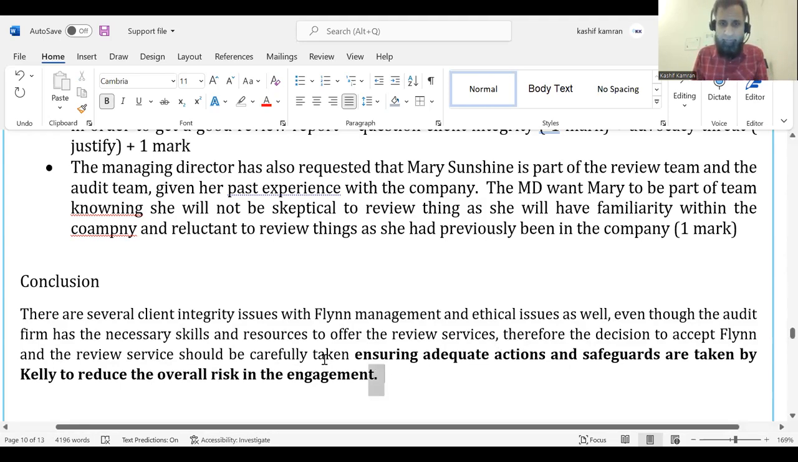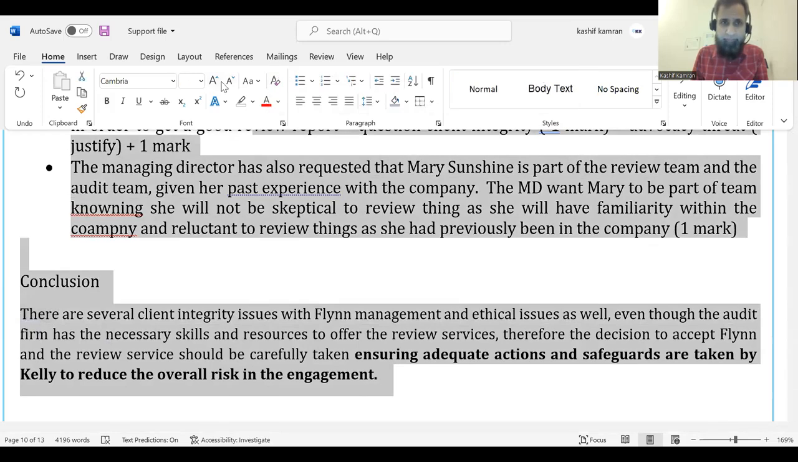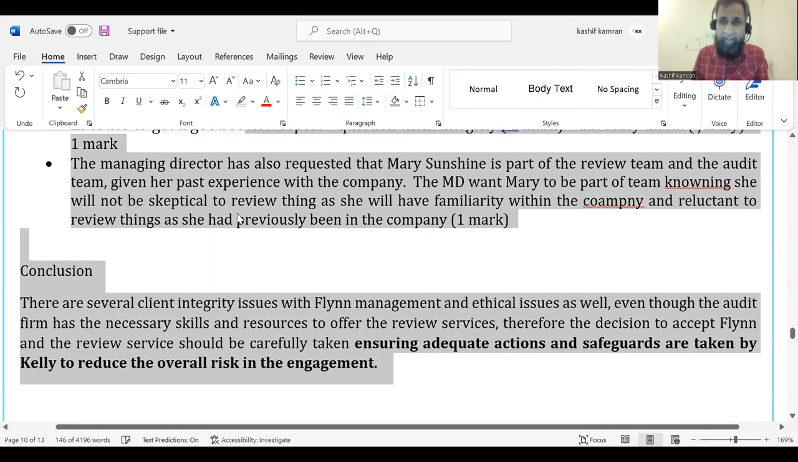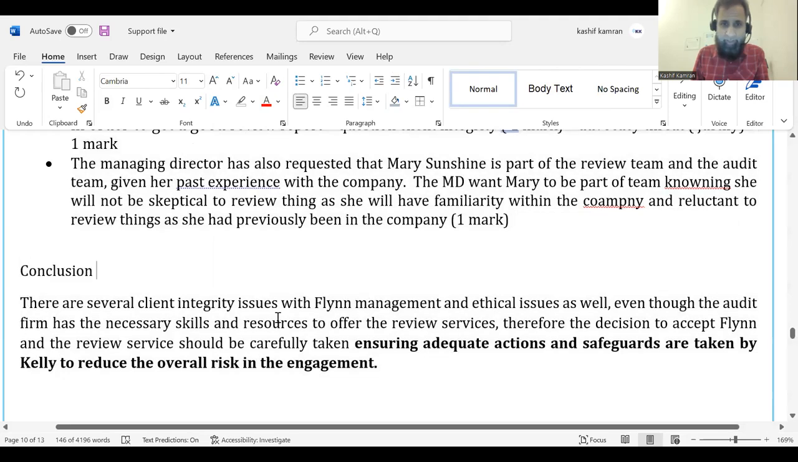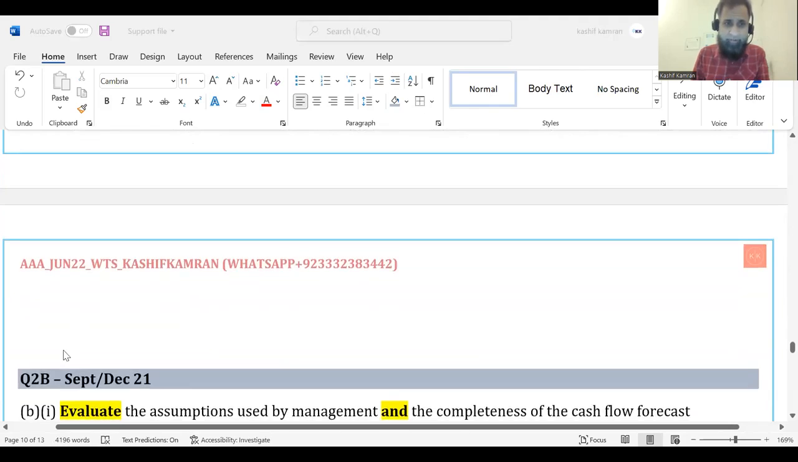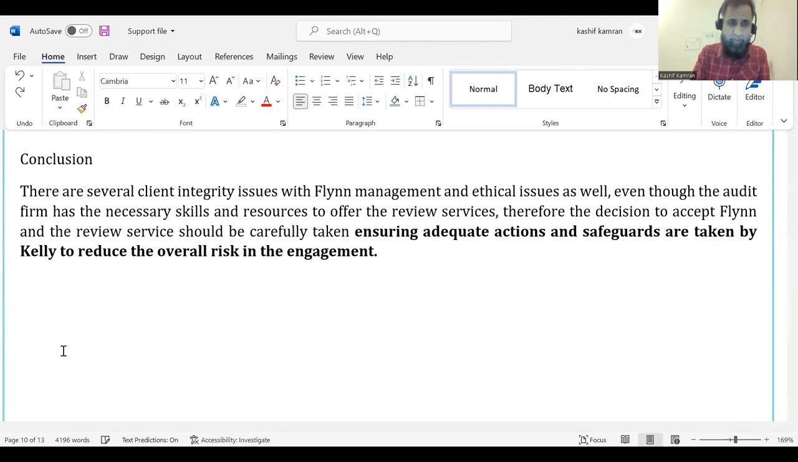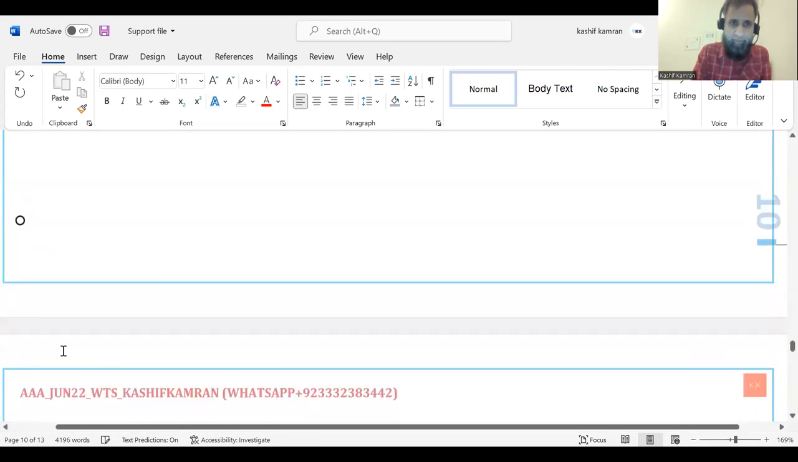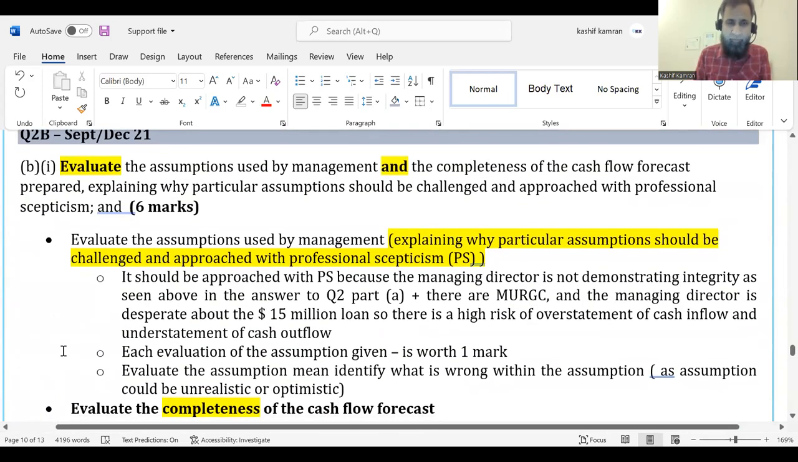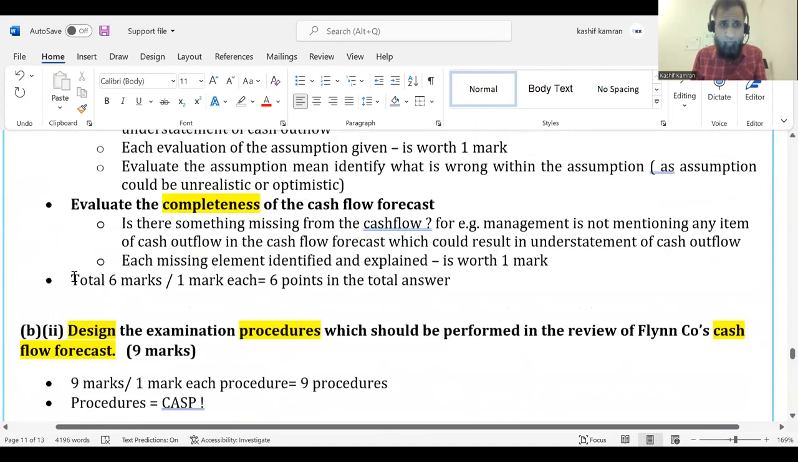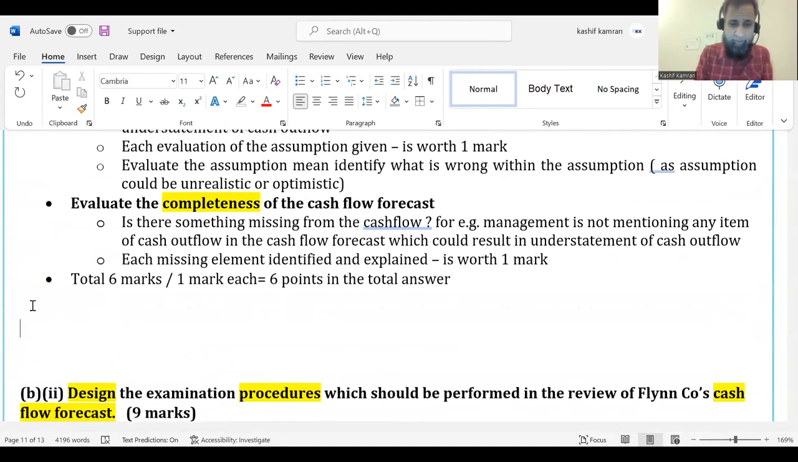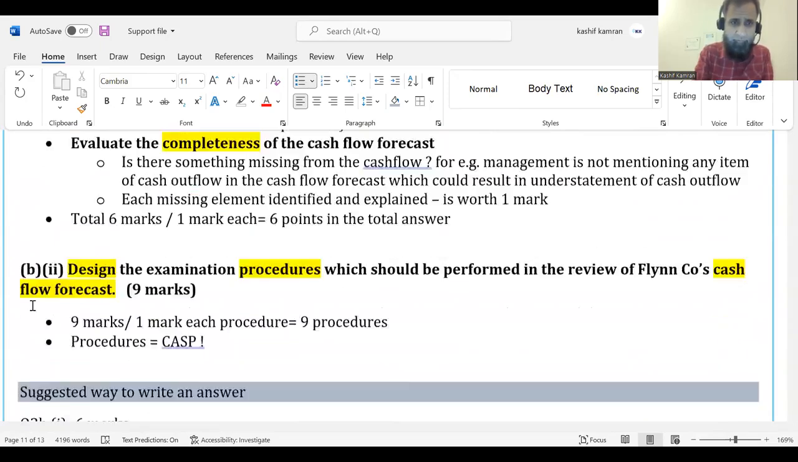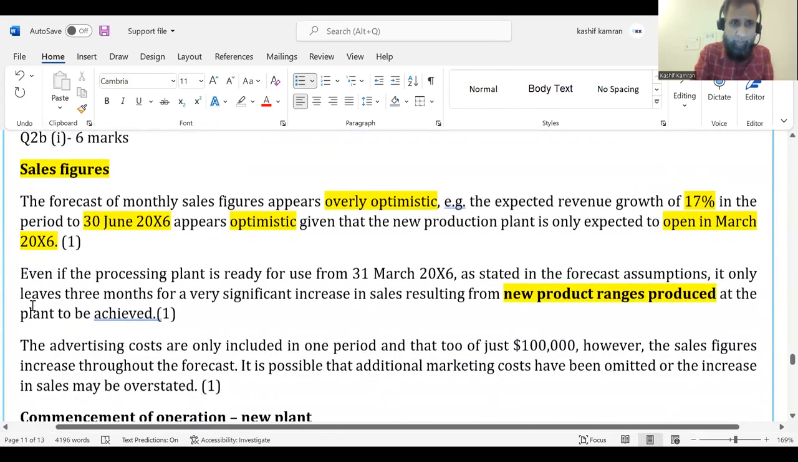Is that clear to all of you? Can we move to the conclusion of 2B? This was the conclusion of 2A, right? Let's go down and write a conclusion for 2B. In 2B, it was asking us to evaluate the assumptions and completeness of the forecast. So we give the conclusion before the procedures, right? So before you write up the procedures, you give the conclusion for 2B. I was writing the answer for 2B1 here.